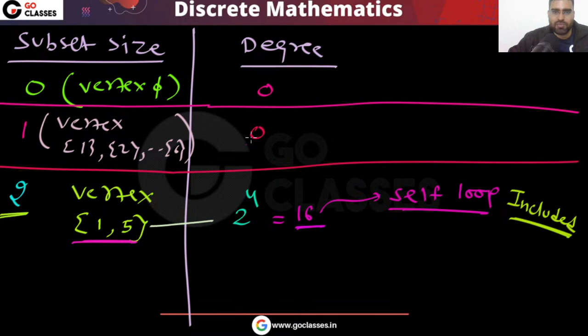What about a three size vertex? For example, 1, 3, 4. This is your vertex. Focus on this vertex and tell me, it will be adjacent to whom? If you are taking 1, 3, then you cannot take 4. Agree or not? This 4 you cannot take.